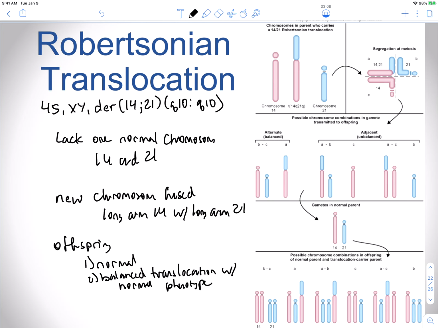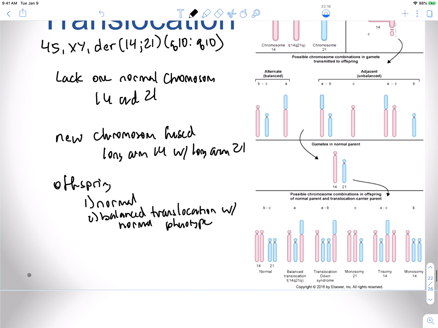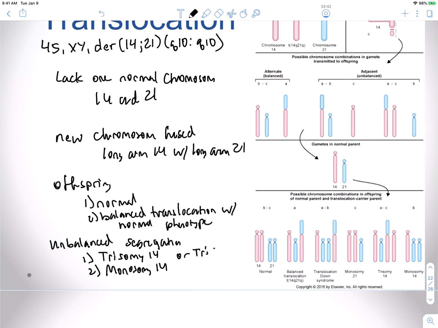If you get an unbalanced segregation and your gametes are unbalanced, then this can lead to different outcomes. So you can have a trisomy 14. You can have a monosomy 14. Or a trisomy 21 or a monosomy 21.